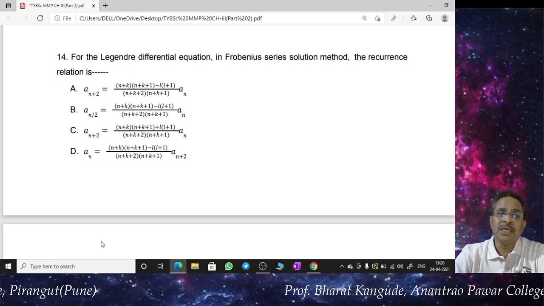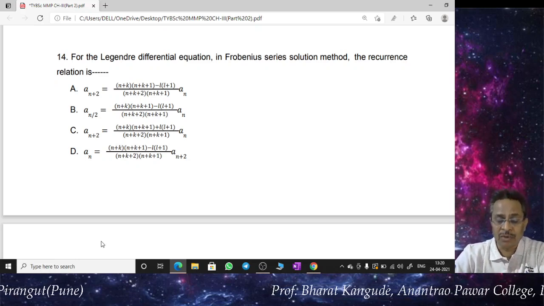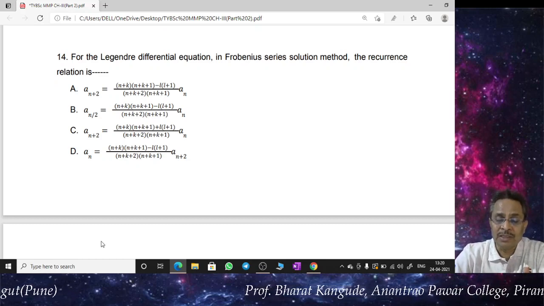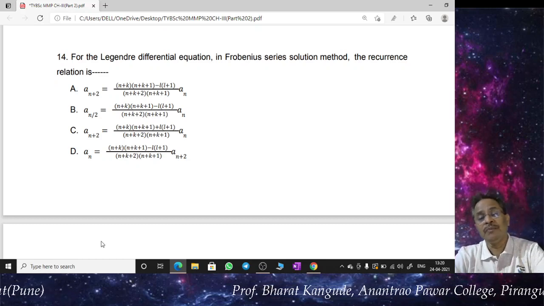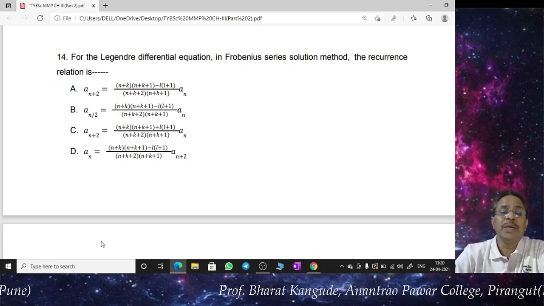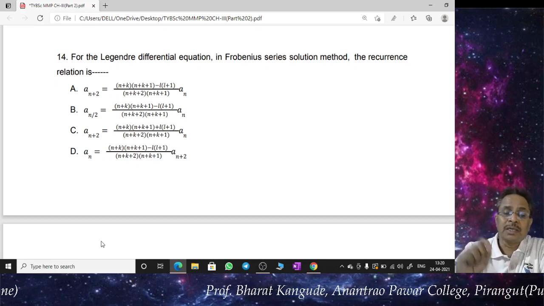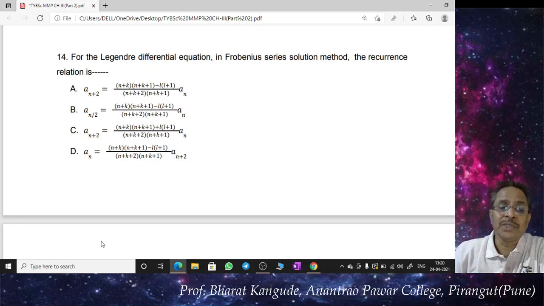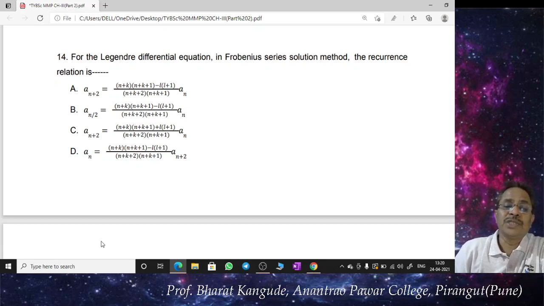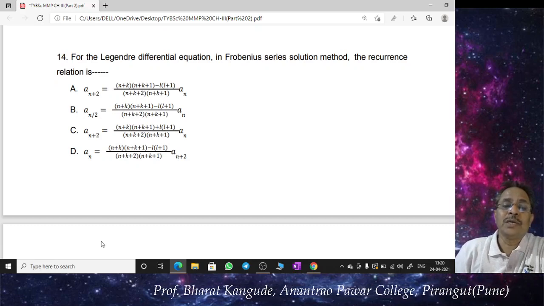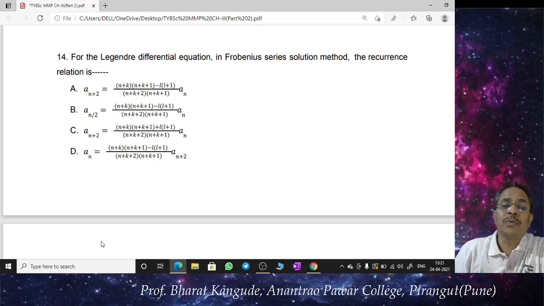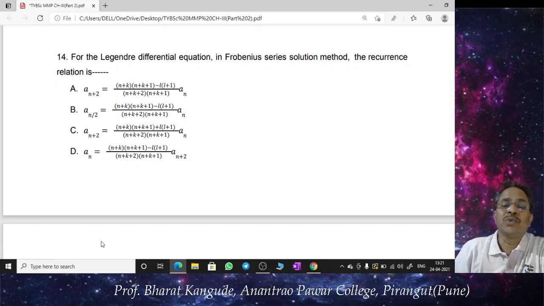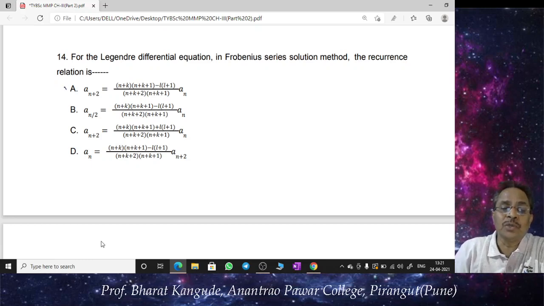That means if the previous coefficient in that power series is known, the next coefficient can be calculated. So here again, this is a theoretical equation based upon memory. So we have to identify which is the best fit recurrence relation for this Legendre differential equation. So remember here, option A is a_(n+2) equal to (n plus k)(n plus k plus 1) minus l(l plus 1) upon (n plus k plus 2)(n plus k plus 1) times a_n. That is the correct option of this question.